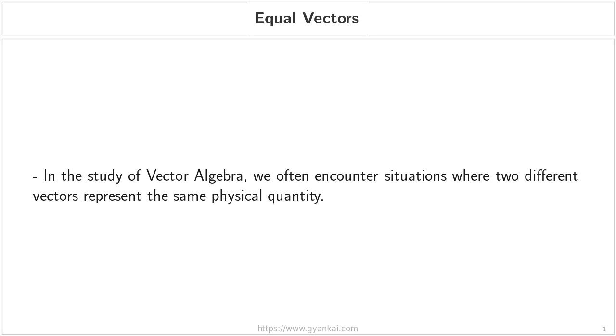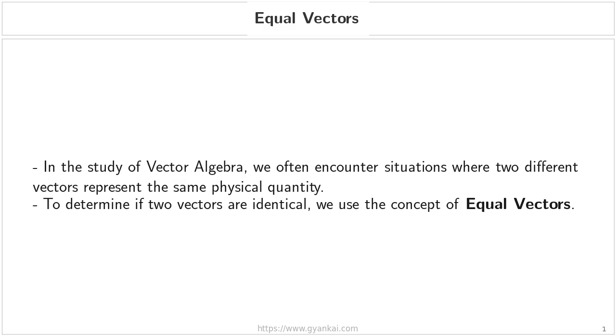Welcome, everyone. Today, we are beginning a new topic in our study of vector algebra. As we progress through this unit, you will frequently encounter situations where two different-looking vectors actually represent the exact same physical quantity. Now, this might seem confusing at first. How can two different arrows in space be the same? Well, to clear up this confusion and determine if two vectors are truly identical, we use a specific mathematical concept known as equal vectors. Over the next few slides, we will define exactly what criteria must be met for this equality to exist.